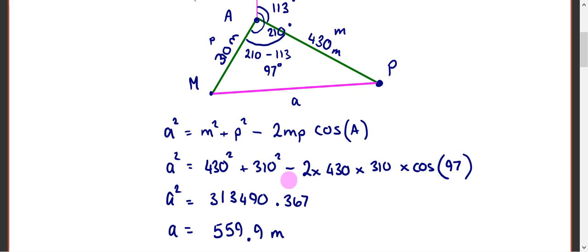So what are bearings again? Measured from?